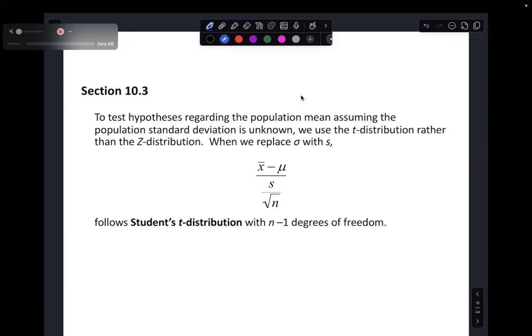So we use the same types of things. We're going to get a critical value, a test statistic, and a p-value. We're going to get all the normal things, and we're going to compare them exactly the same. Once again, we're following a t-distribution with n-1 degrees of freedom. So when we get our critical value, we are going to use n-1 degrees of freedom. So you'll use either inverse t or the t-table.